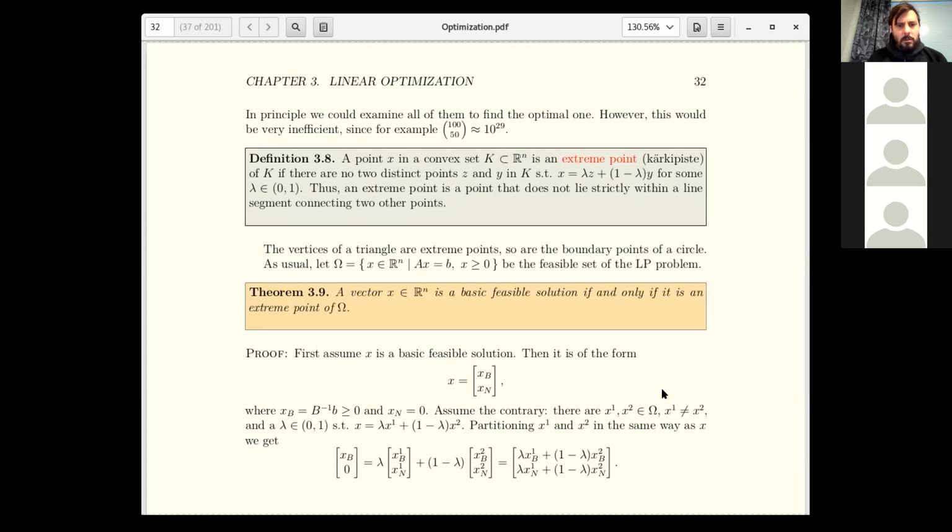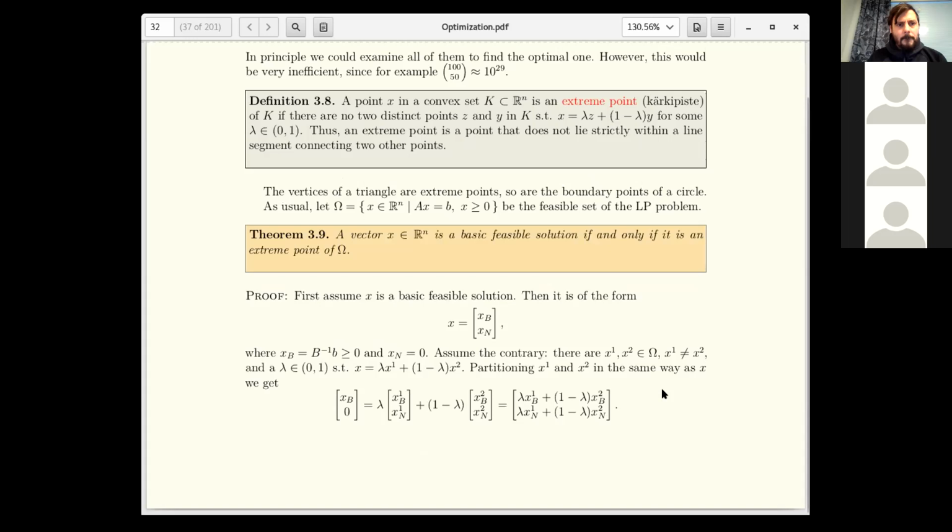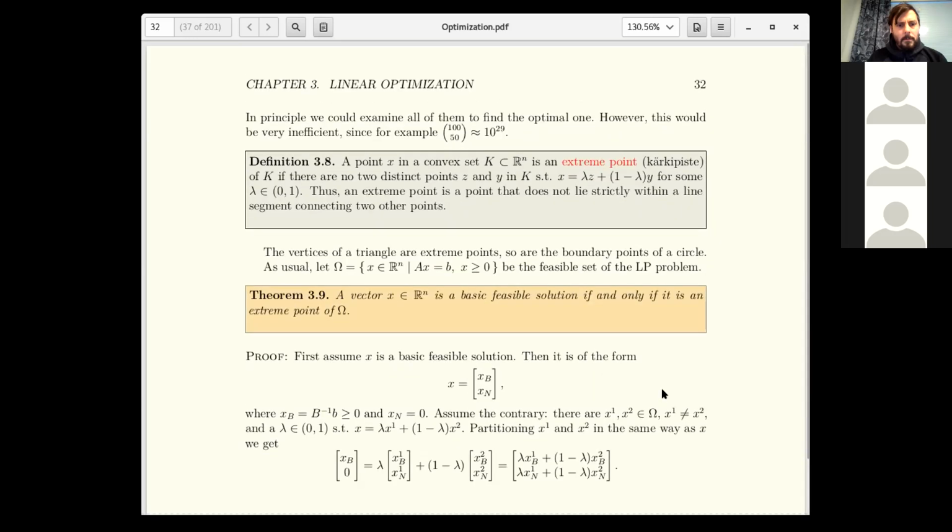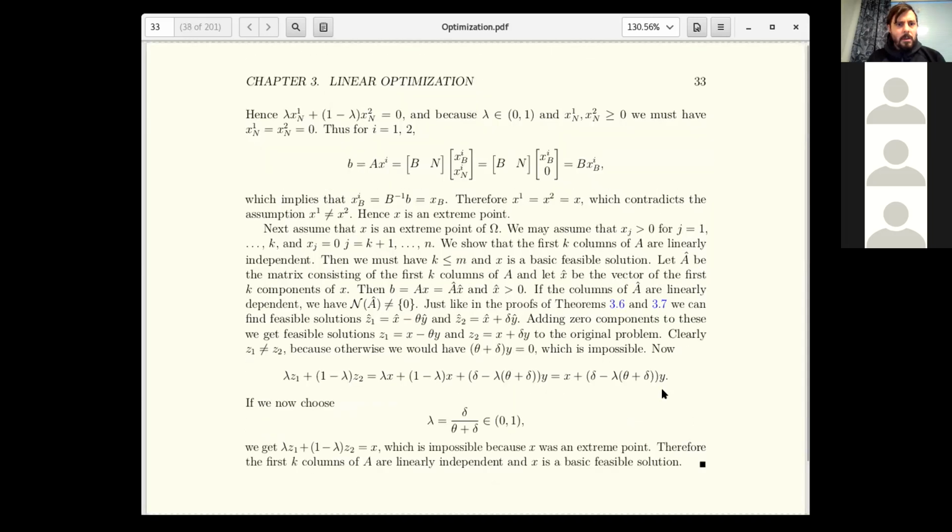So let's assume that they are different. Then it comes down to x1 being x2 equal to x. So we get that this point is the same. It's a contradiction that it's a combination of two different points. So it's an extreme point.